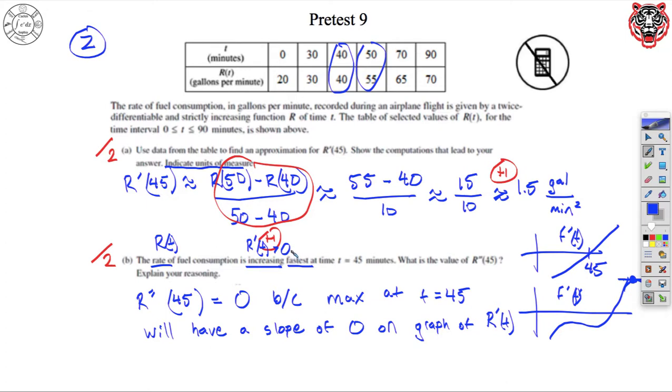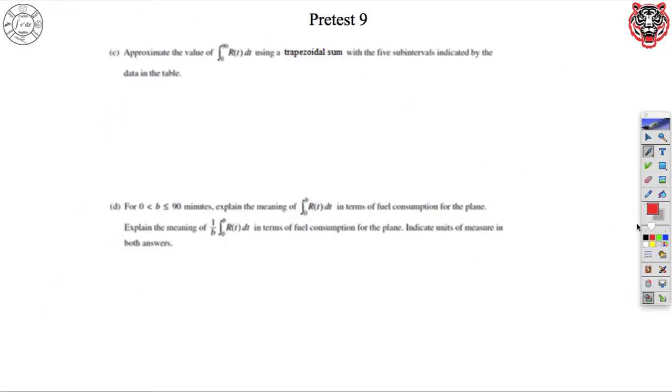Yes. Okay. All right, so this one was 2 points. 1 if you got 0, 1 if you have an explanation. It is one of those harder review questions. All right, on to part C of number 2. This is still number 2 that we're working on.